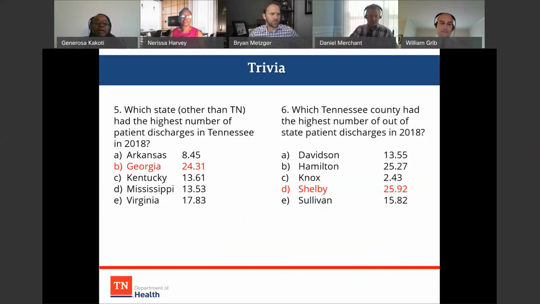It is followed by Mississippi, Kentucky, and then Mississippi. No, it's followed by Virginia, and then Kentucky, Mississippi, and Arkansas.